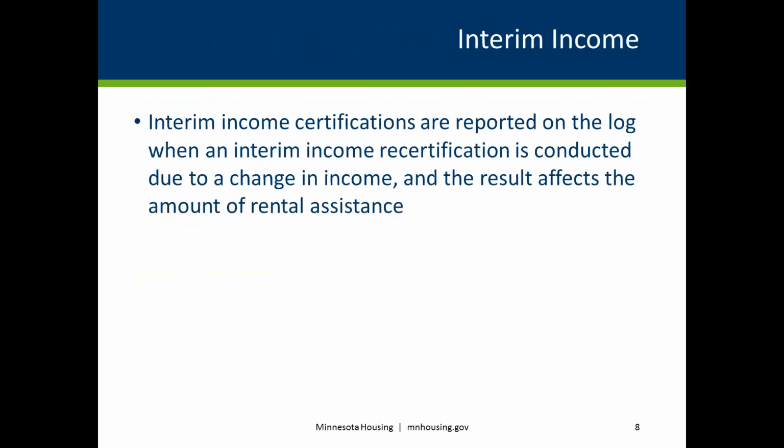Interim certifications capture income changes for a household outside of the household's anniversary to the program or annual certification time. Interim certifications may be performed when household income increases or decreases, and this results in a change in the amount of rental assistance subsidy and the portion of rent paid by the household. Loss of income, which would result in a decrease in the portion of rent paid by the household, always requires an interim recertification be conducted. The change should be implemented effective the first day of the following month.